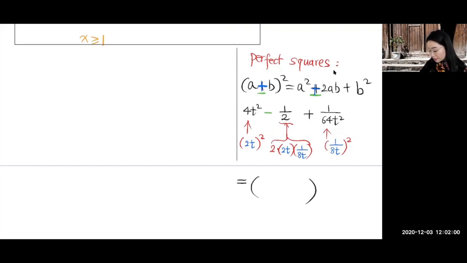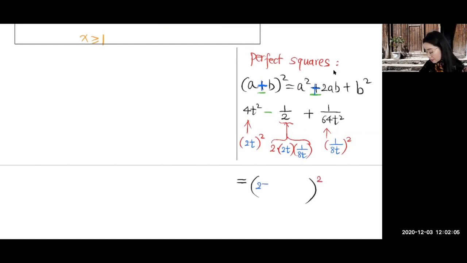The perfect square of, now here the base is 2t. The base for this is 1 over 8t. Now in between, because this sign here is minus, in between it is a minus. So put a minus sign over here. If it's a plus here, then this is a plus. If it's a minus here, then it's a minus. So that's how you recognize a perfect square.